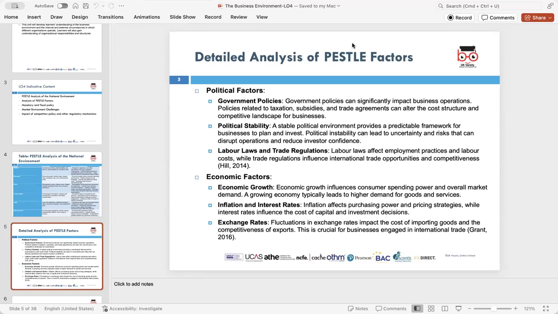Exchange rates impact the cost of imports and the competitiveness of exports. Fluctuations in exchange rates can create opportunities or challenges in the global market. So by monitoring economic factors, businesses can adapt their strategies to align with economic conditions, ensuring resilience and growth.